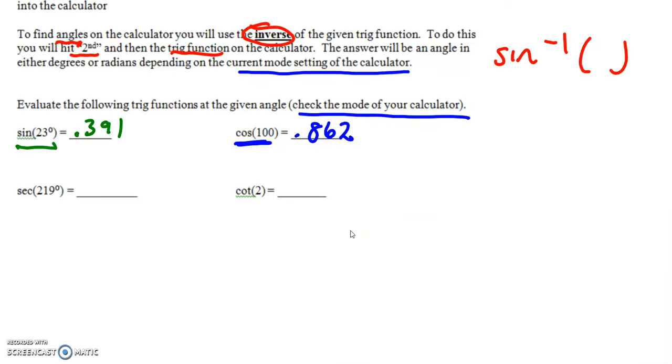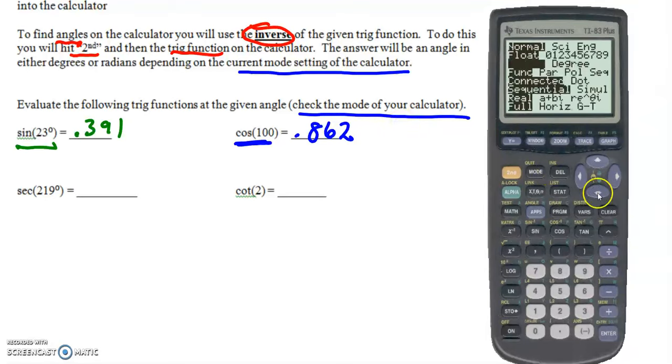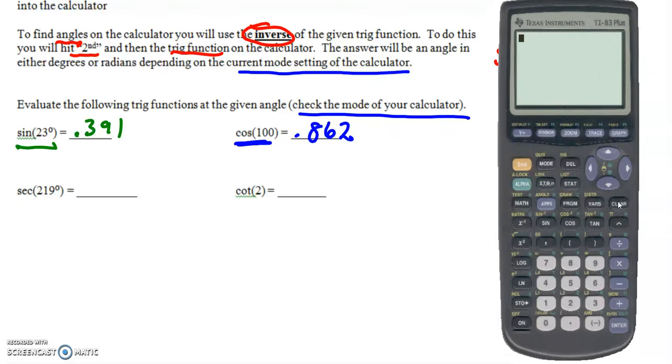Now it's time for the reciprocal functions, secant and cotangent. First, we have to change our mode back, because notice we're back in degrees. So if I get my calculator back out and I type in mode, let me see if I'm in degrees. Nope. Got to scroll over to degree, press enter, clear. All right, now I'm down for business.